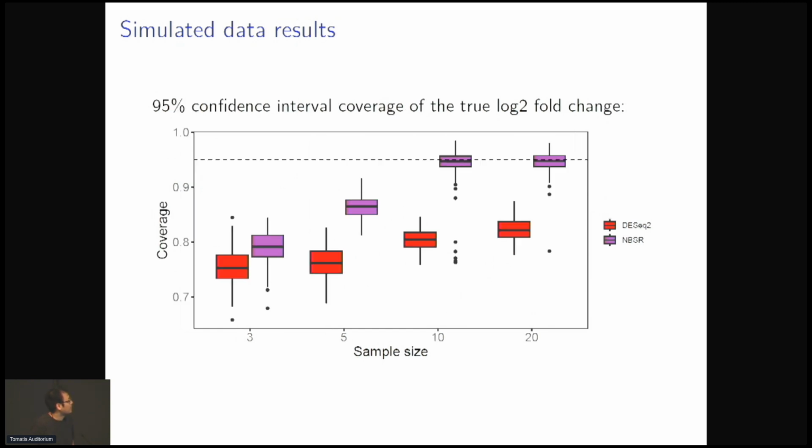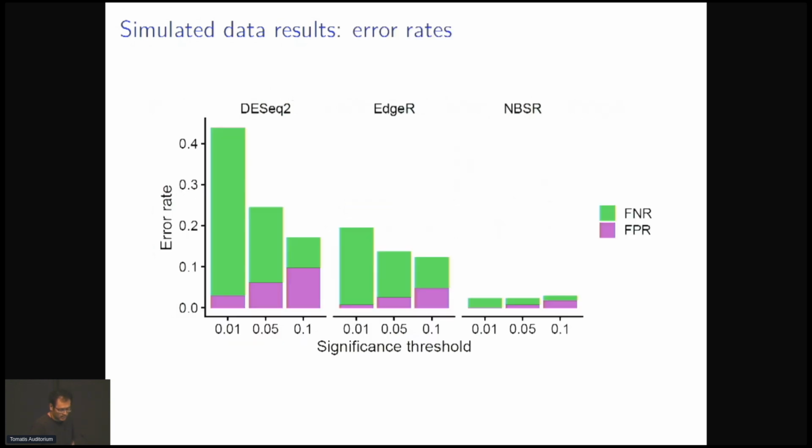And this is a 95% confidence interval. So again, as the sample size increases, we're able to reach the nominal coverage levels. And again, the error rates are much better as well. So this method seems to work.